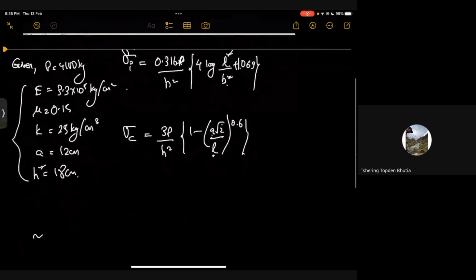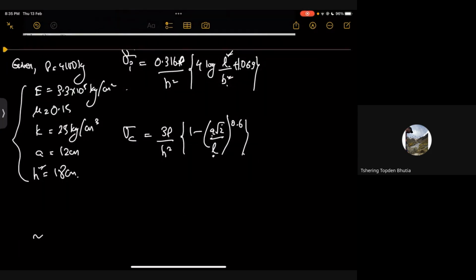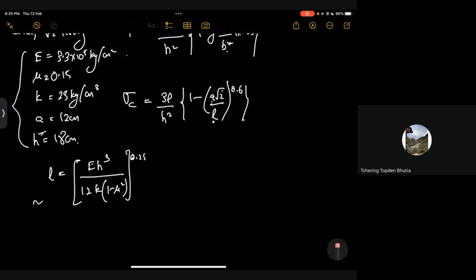So let me push this a little down. Can you guys please calculate the value of L? What is L? Please calculate and comment in the chat box. I'll be waiting. Come on guys. Please calculate the value of L and please calculate the value of B.